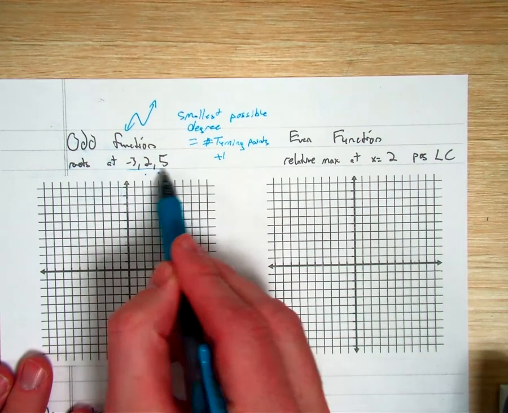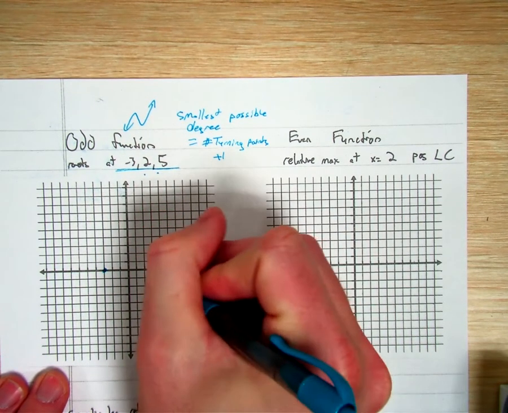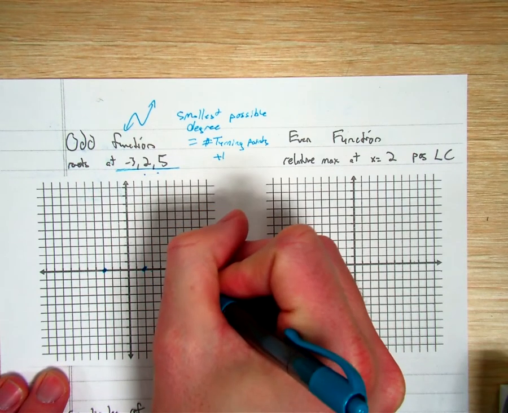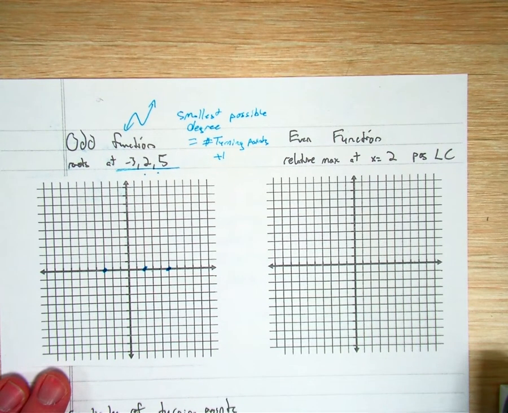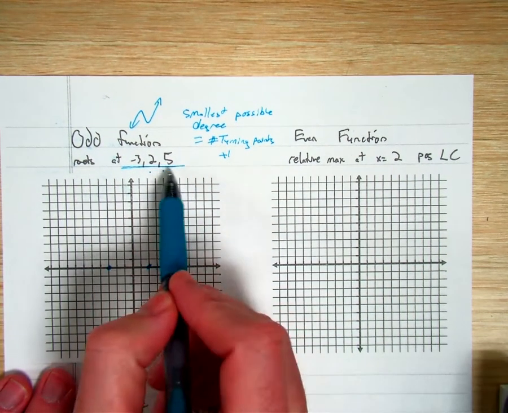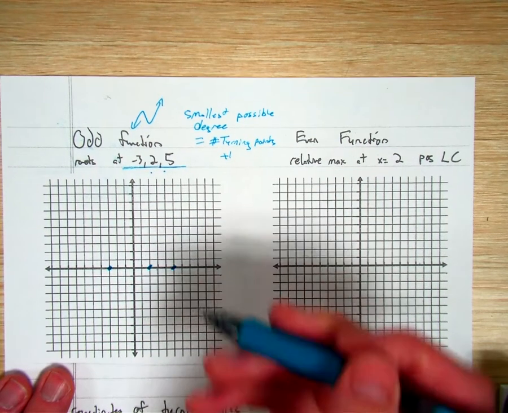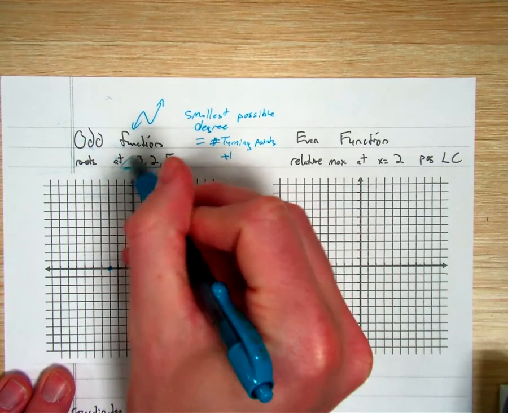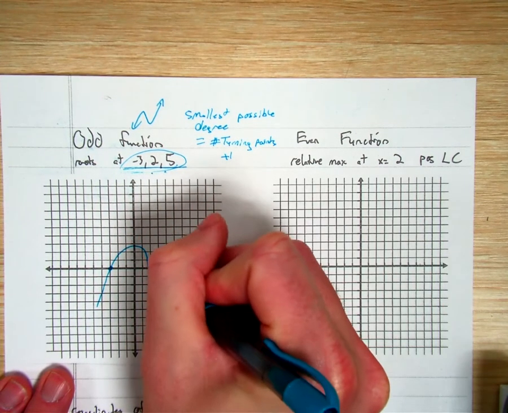So I need to cross the x-axis at -3, 2, and 5. Okay? When it says those are my roots, those are my zeros, I need to cross there, and it needs to be odd. Okay, the in-between stuff doesn't really matter. You just have to give a quick sketch of a graph that would meet these requirements. So something like this.